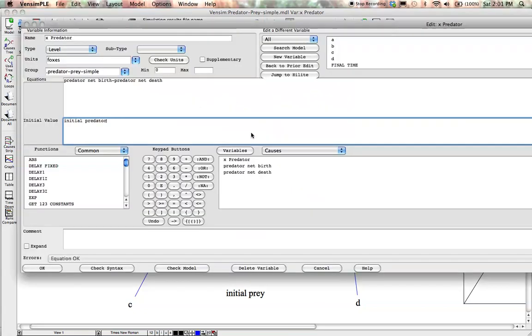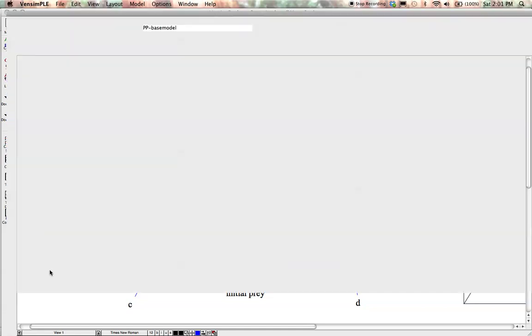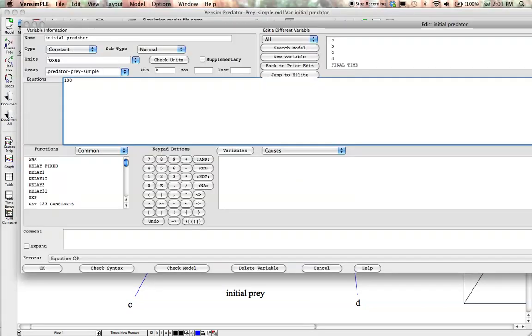So let's start with the predator, and you'll see that it's a level variable, so it's a state variable, and it has units of foxes. It's got its own equation here: net birth minus net death. Okay, so it's fairly straightforward. It's got an initial value of initial predator, and if you click on initial predator, you will see it has units of foxes. It's a constant, and it's 100. So that's the initial value of the fox population.